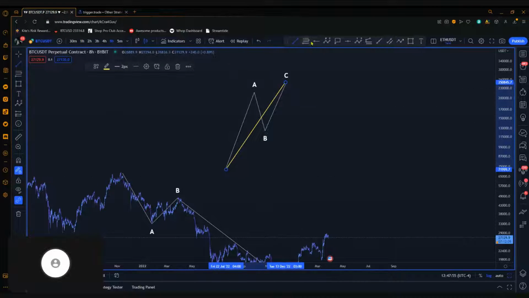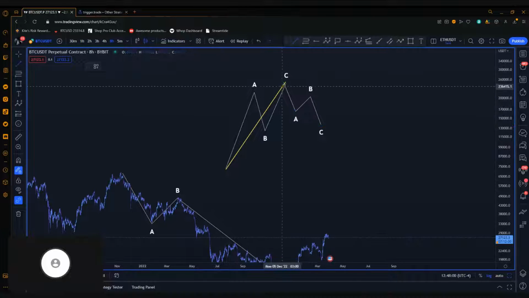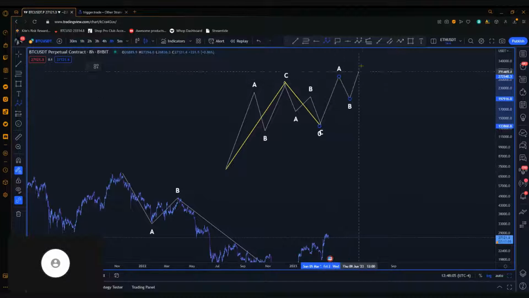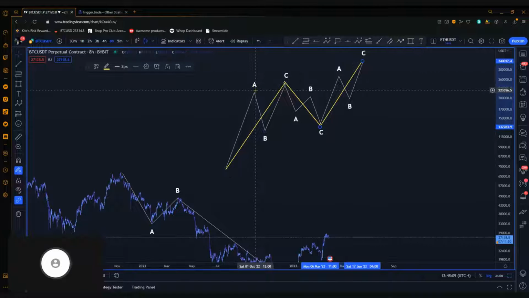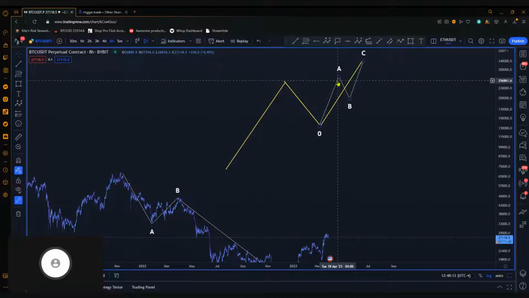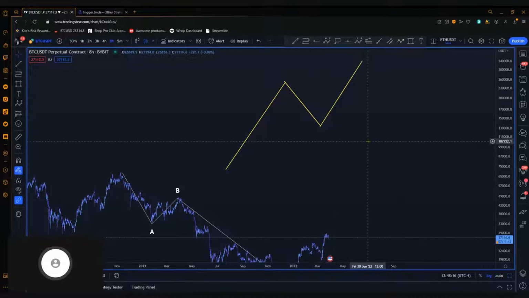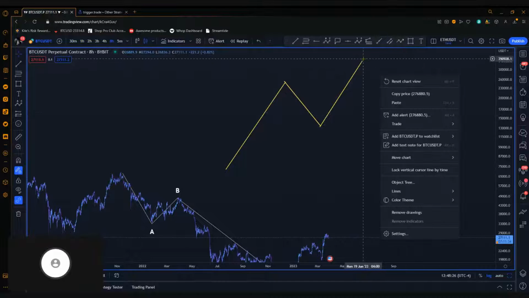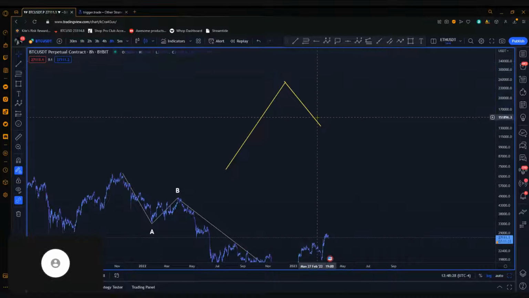So this ABC might be part of one larger A, maybe another ABC to the downside for a possible B, and then an ABC for a continuation higher for C. All right, something along the lines of that. Now, if I take away the white structures, you can see all we're left with is one larger ABC. That's how I like to approach things sometimes. If price is giving us a more drawn out, a much larger possible ABC scenario, something I will keep in mind.